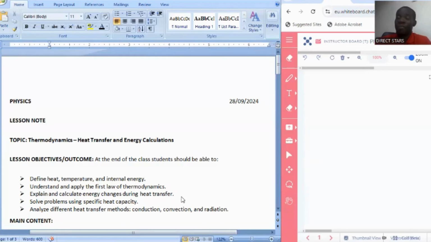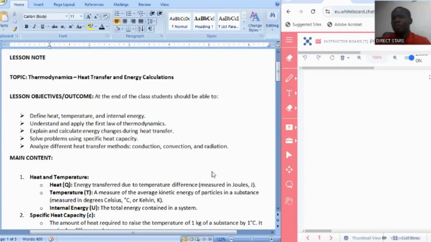The first law of thermodynamics states that there is no energy interaction in a closed system, that is, no energy loss and no energy gain. So then also explain and calculate energy changes during heat transfer. Then we solve problems using specific heat capacity. Then analyze different heat transfer methods, that is conduction, convection, and radiation.